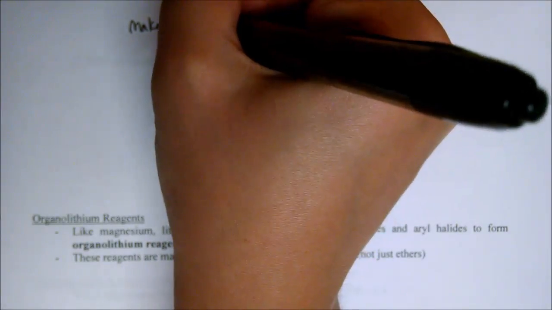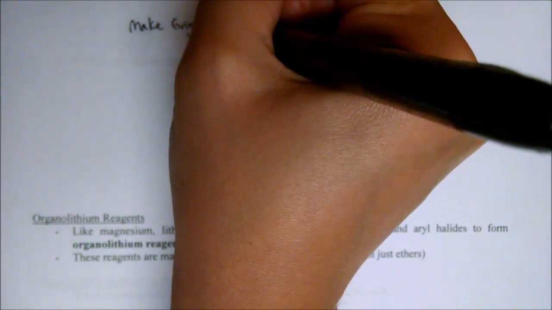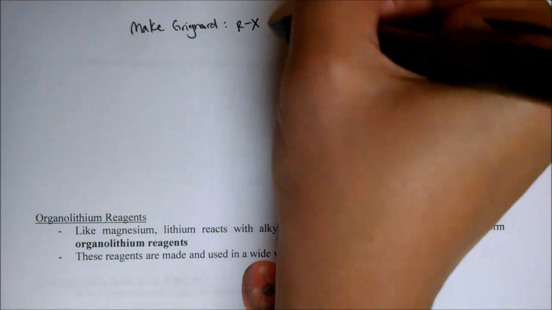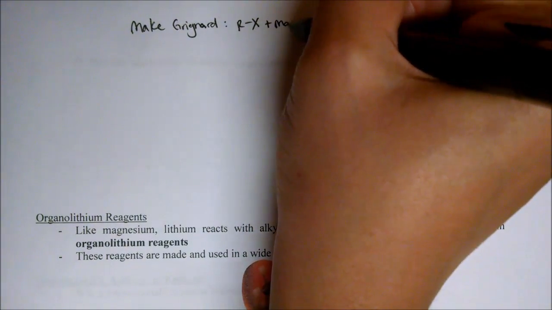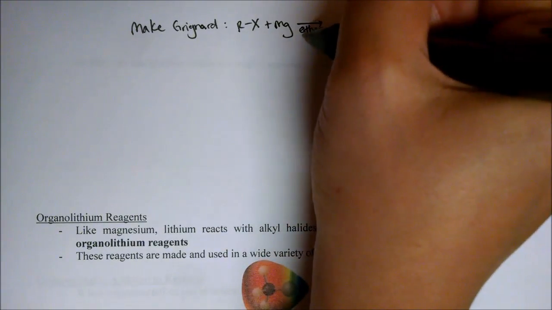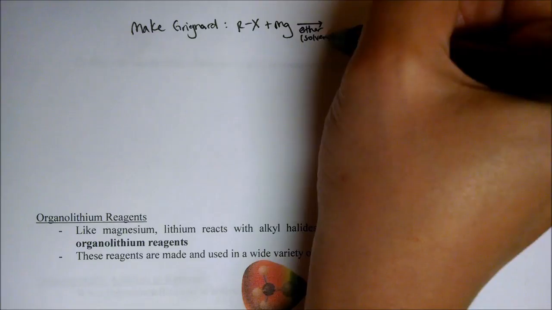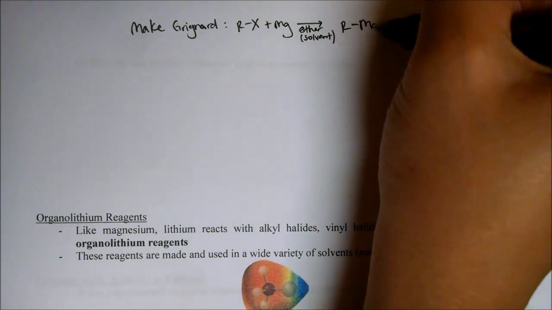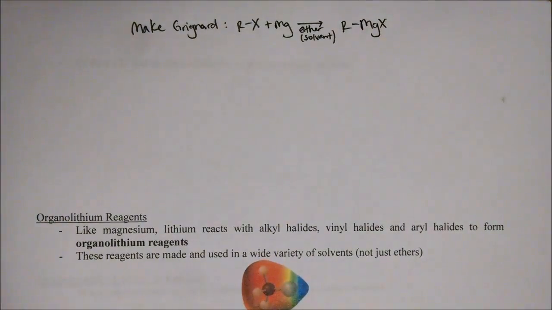Make Grignard. Okay, so again, we need our alkyl halide, and we just throw in magnesium. Yes, we have ether as our solvent, but it doesn't do anything. It just sits there and stabilizes everything. And in the end, we get our Grignard, which looks like this, RMgX.